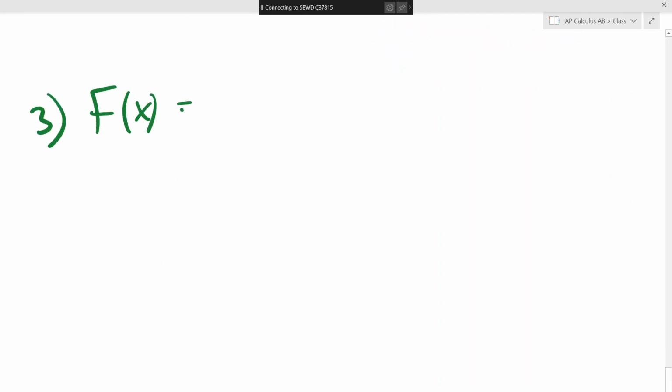So for 3, f of x is 1/2x, which means the derivative, by the definition, oh no, OneNote is stopping. Wait, is it going to work again? There we go, computer.